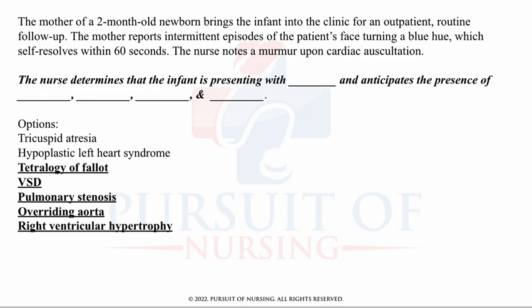All right, so based upon the mother stating the face turns blue and then it self-resolves, you're going to know that that patient is presenting with what is known as a tet spell, which you see in the tetralogy of Fallot. Also, the tetralogy of Fallot includes the presence of 4 defects. This includes a ventricular septal defect, pulmonary stenosis, overriding aorta, and right ventricular hypertrophy.